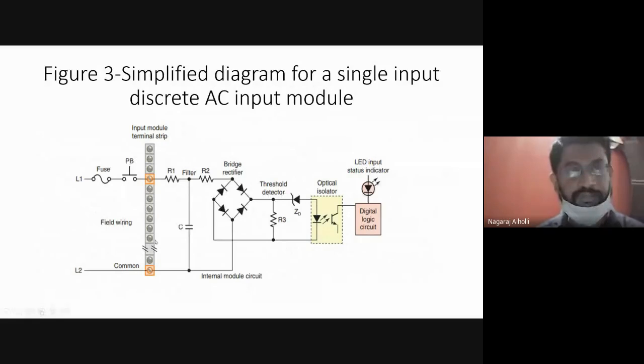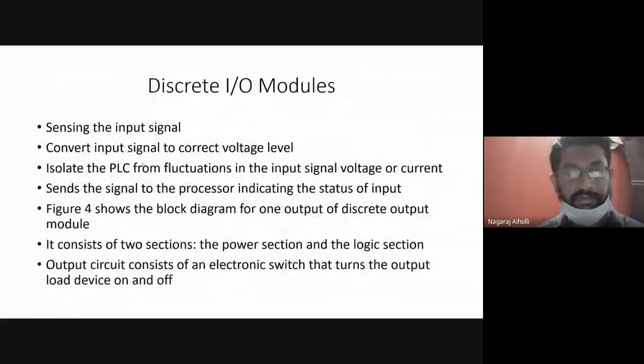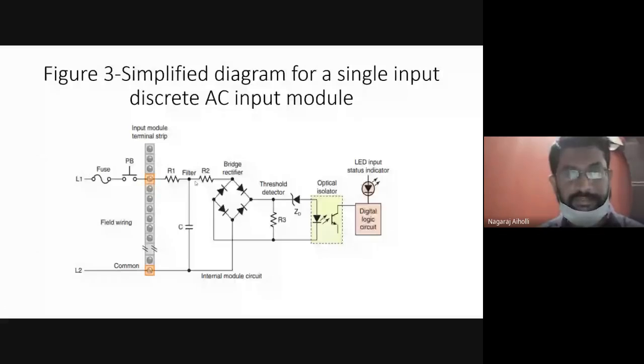Second function: it converts the input signal to the correct voltage level. The input signal is converted from AC to DC, which is the DC voltage level required for the PLC. It converts 120 volts to 5 volts DC. The PLC operates at 5 volts. That we'll see in the next points.